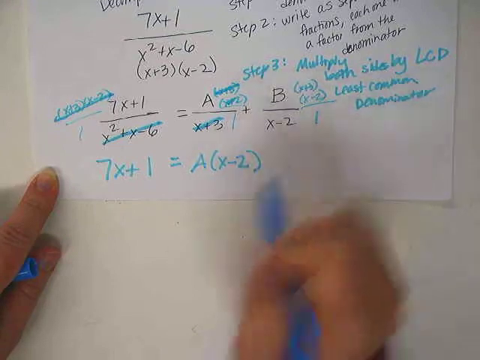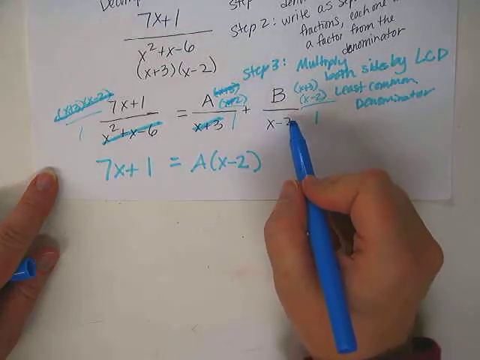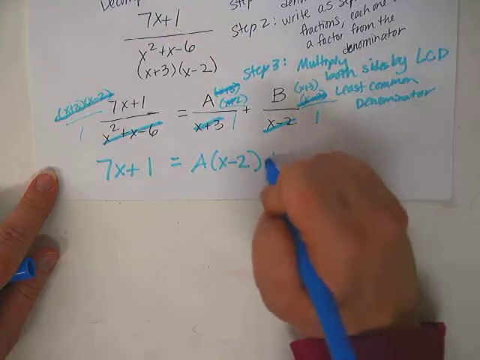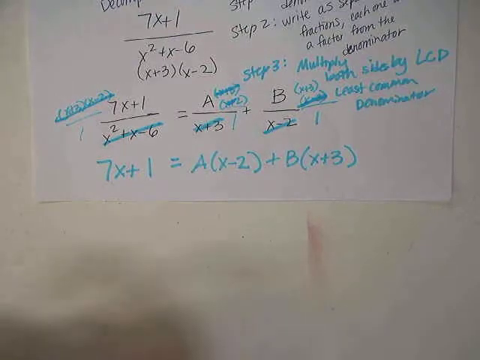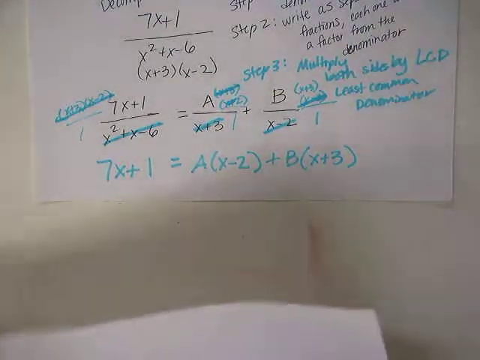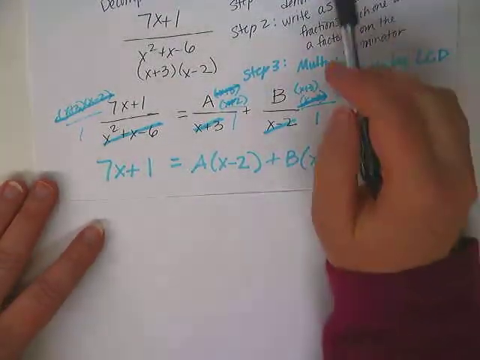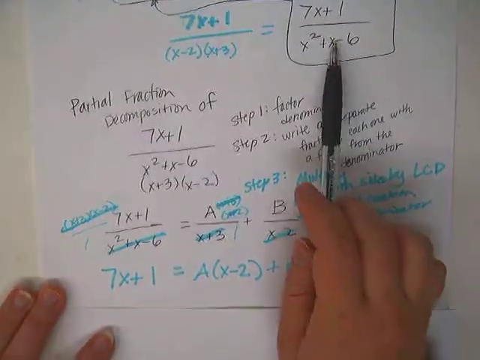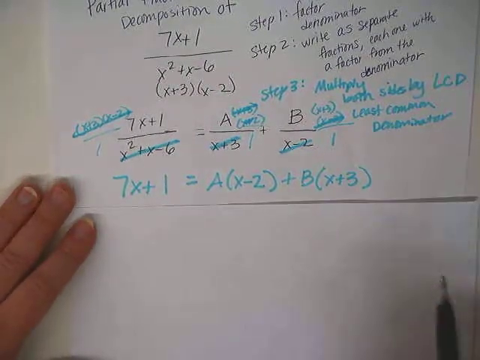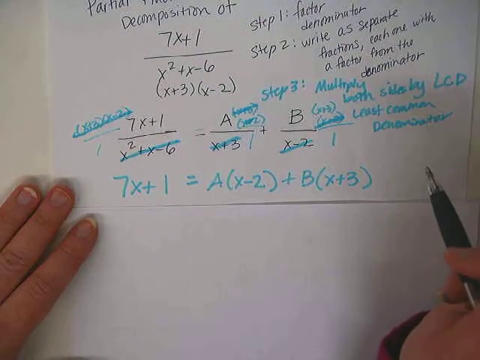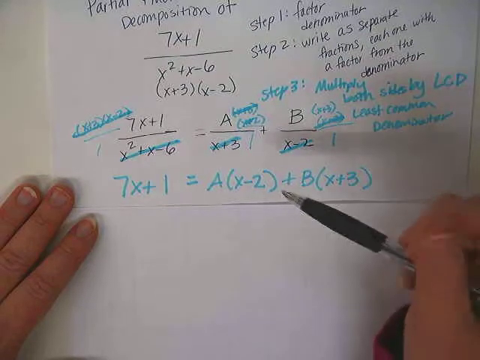What cancels here? The x plus 3's cancel, so we have A times x minus 2. What happens here? The x minus 2's cancel, so we have B times x plus 3. And we just got rid of the fractions entirely. But now we need to solve for A and B. Do we know what x is, and does it even matter what x is? It honestly does not matter what x is at this point, because the whole point of the problem to begin with is that it's a problem with a variable x, and so x is a variable, we don't care what it is, it can change, right?